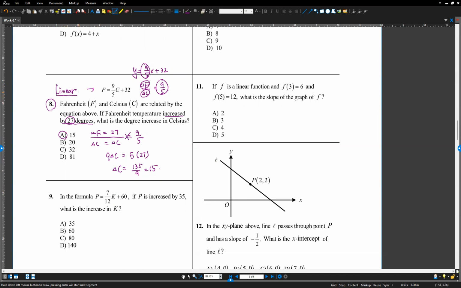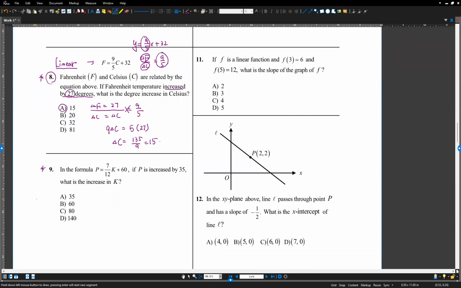Any questions on number 8? Because they already give this type of question. Using the linear equation, we can find the change in P or change in K. Another linear, same question as number 8. This time, from these equations, we can see that the slope is 7/12. 7/12 means change in P over change in K, change in y over change in x, 7/12.